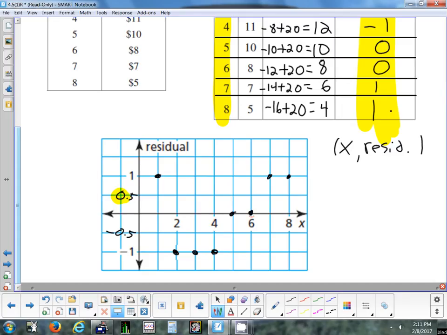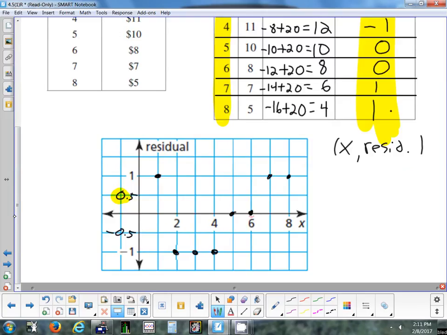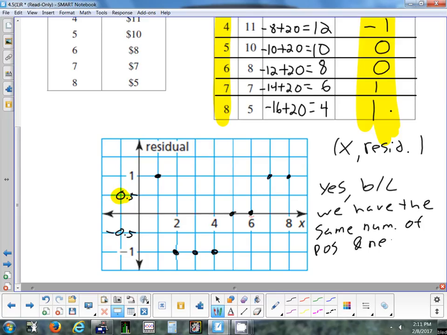So that's a graph of the residuals. We didn't do that yesterday. So what did the question say? Is the model a good fit? I would say put down yes. It's a good fit because we have the same number of positive and negative residuals. And we even had 2 that were perfect.